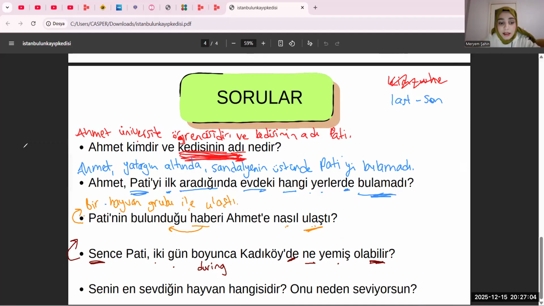We're gonna start the answer like this. Bence, it means in my opinion. For me, bence Pati 2 gün boyunca, during 2 days. Okay, what is your opinion? You're gonna put here a fish or meatball, or the other thing, milk maybe. But my opinion is balık, which means fish. Balık yemiş olabilir.